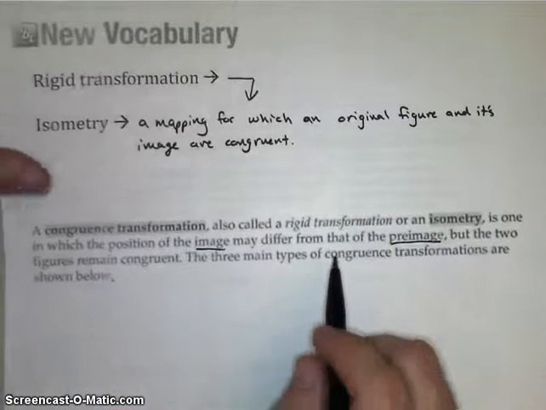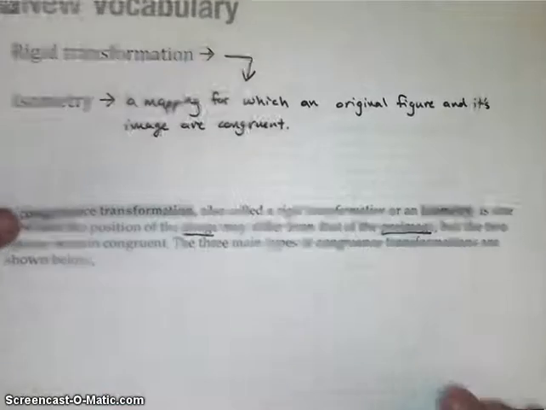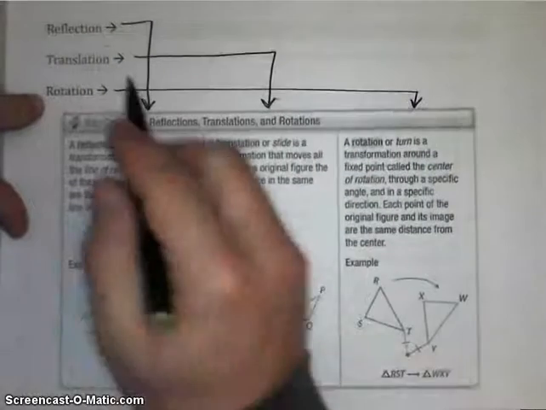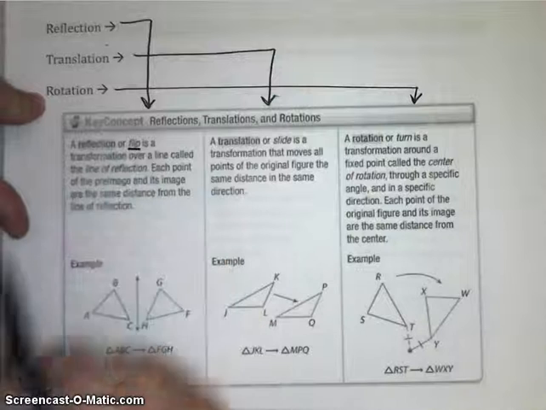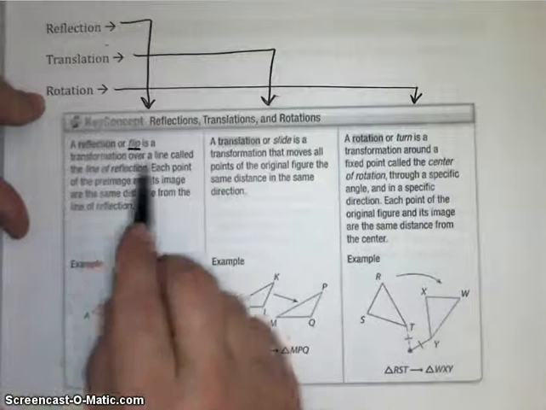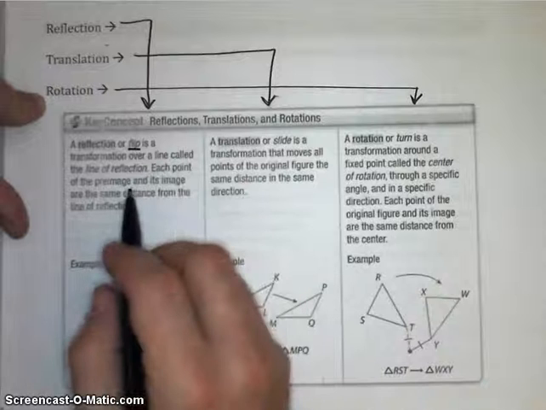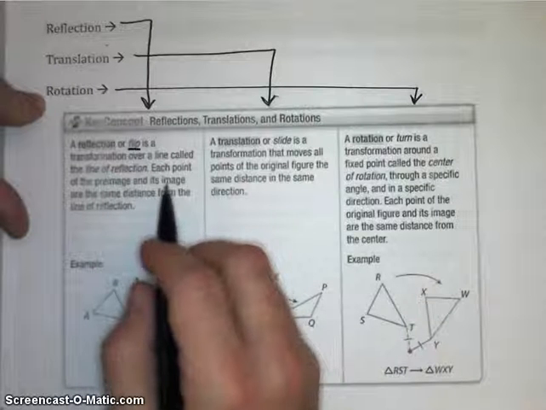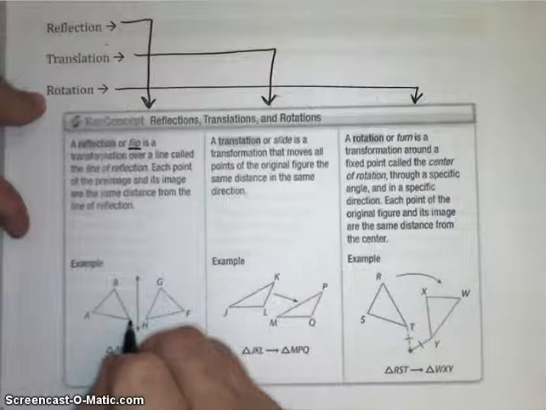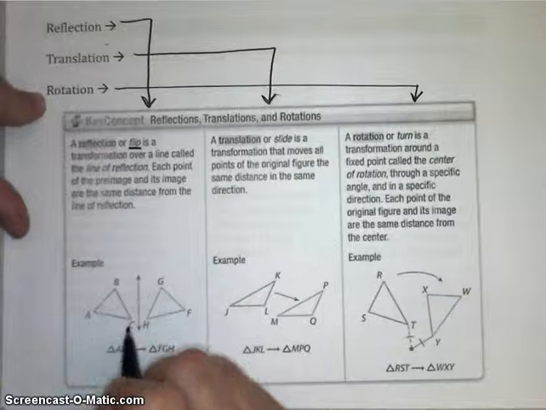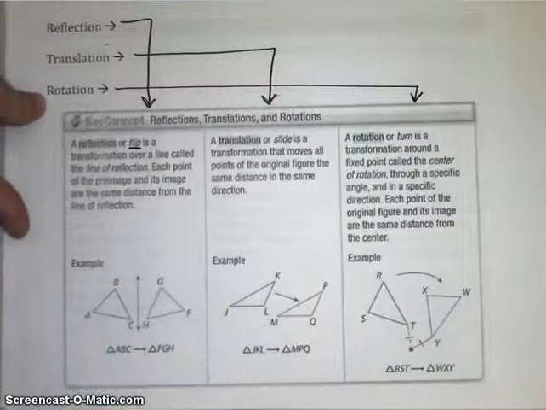There's three main types of congruence transformations, and they are shown right here. We have a reflection, translation, and rotation. Reflection is also thought of as a flip, and it is over a line called a line of reflection. Each point on the pre-image and its image are the same distance from that line of reflection. So C and H are the same distance from the line, B and G are the same distance from the line, A and F are the same distance from the line.